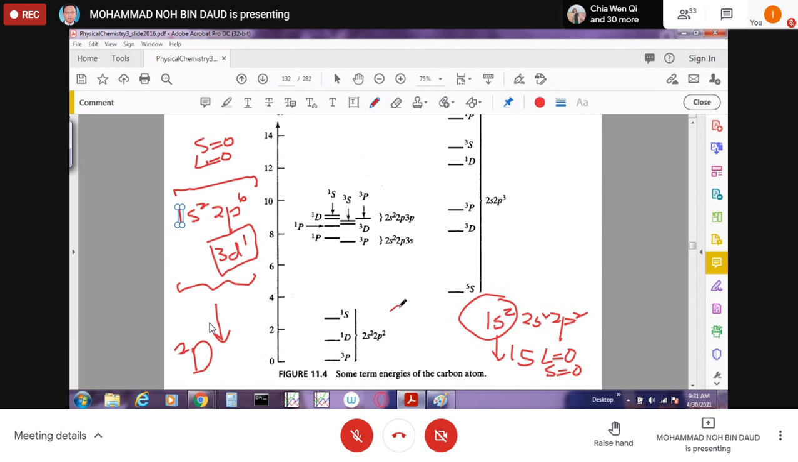So this is the ground electronic configuration. This is excited here by promoting one electron to 3s, 3p, and here from 2s to 2p. You can see here, without the spin orbit interactions, the coupling between the total angular momentum and the orbital angular momentum, you can get this energy diagram.